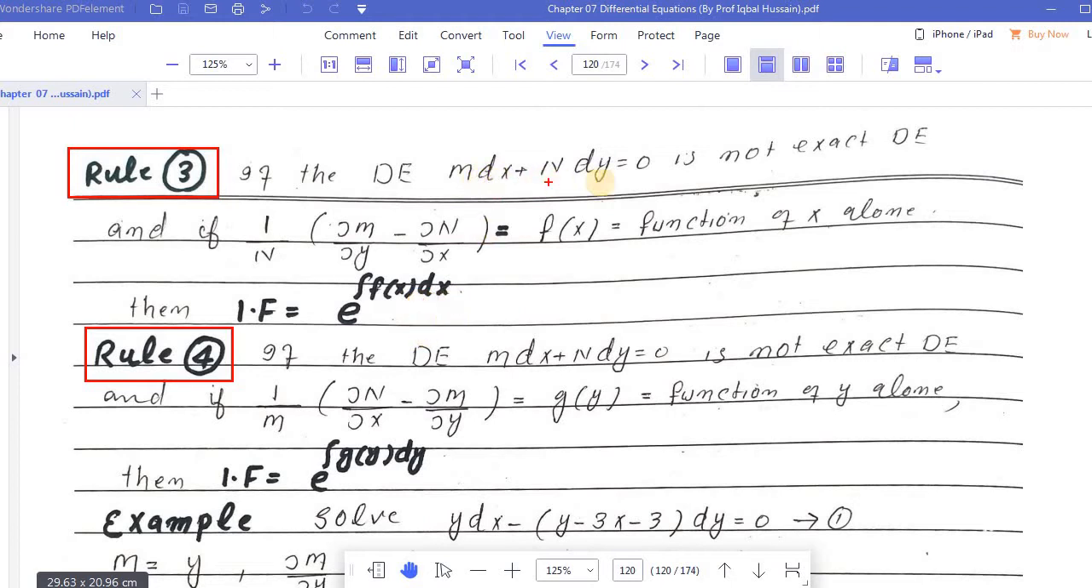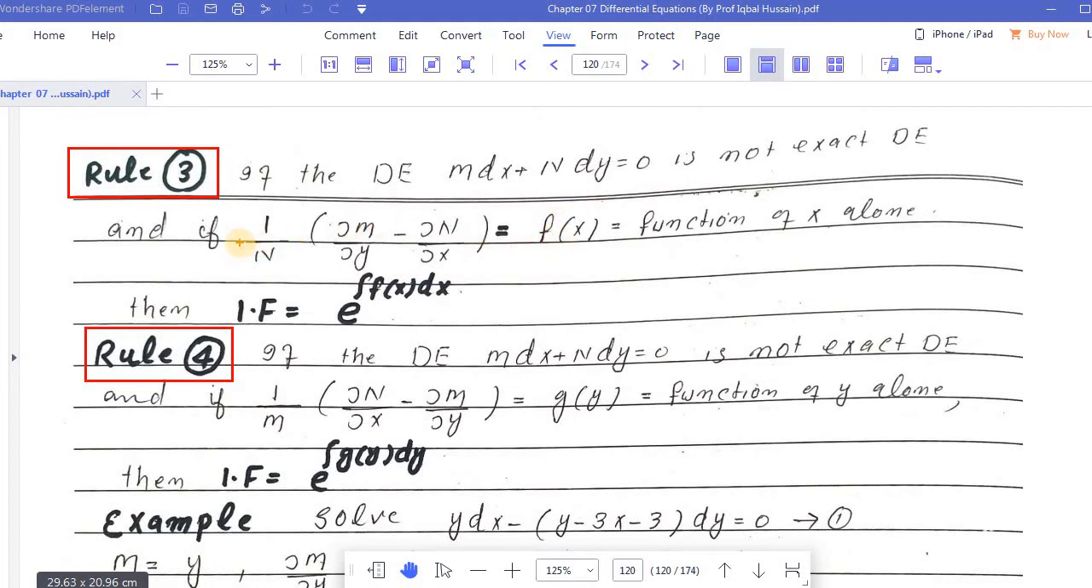If we have a non-exact differential equation and if the value of this expression is a function of x alone, then the integrating factor will be equal to e raised to power integral of f of x dx. 1 over N (del M over del y minus del N over del x) will be equal to f of x. Remember, if here we have 1 over N, here we will have a function of x.